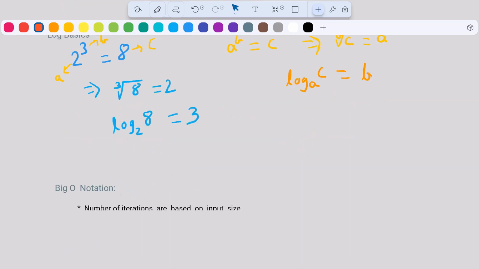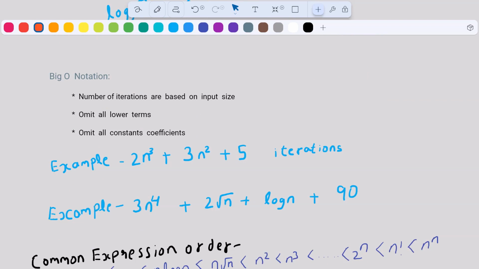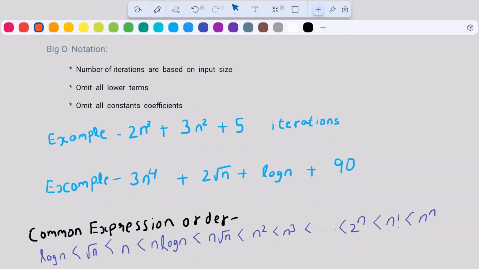Now proceeding further, as I have told you, time complexity is expressed in Big O notation, so there are some rules for it. The number of iterations is based on the input size. Then we have to omit all the lower terms and also omit all constant coefficients. There is an example over here.